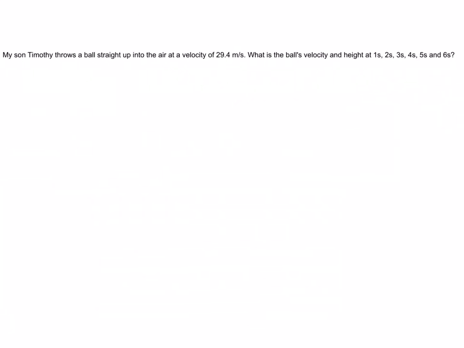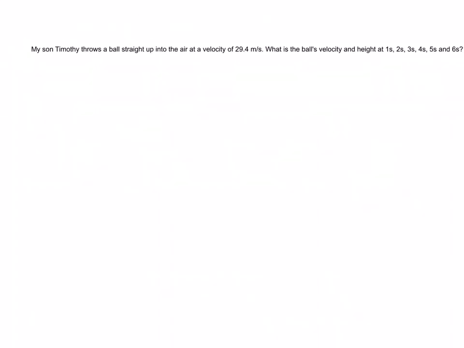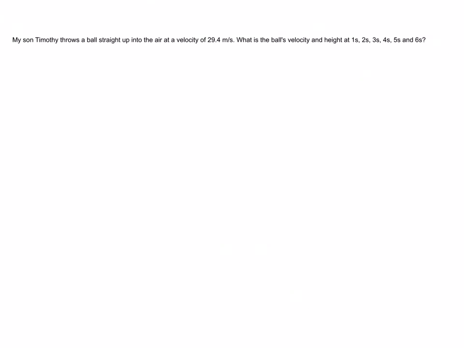The problem we have today says: my son Timothy throws a ball straight up into the air at a velocity of 29.4 meters per second. What is the ball's velocity and height at 1 second, 2 seconds, 3 seconds, 4 seconds, 5 seconds, and 6 seconds? So here we go.